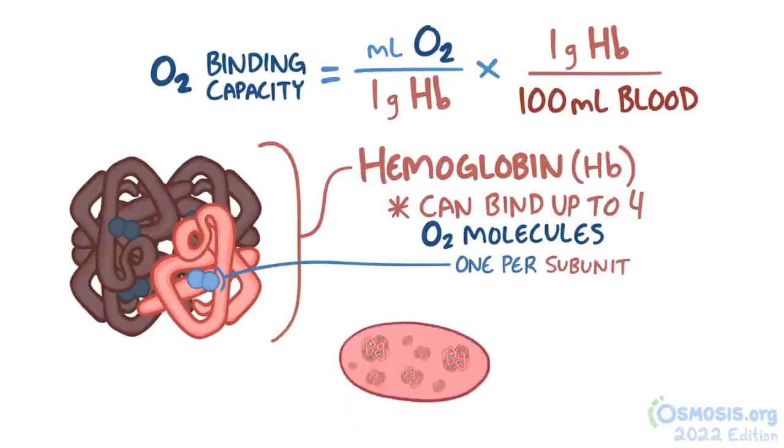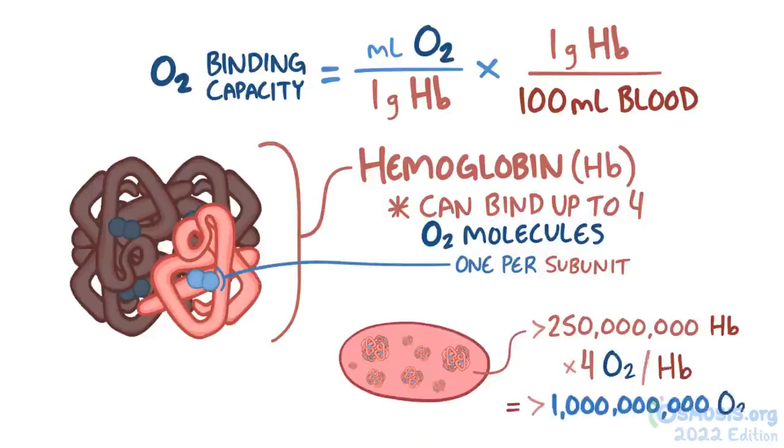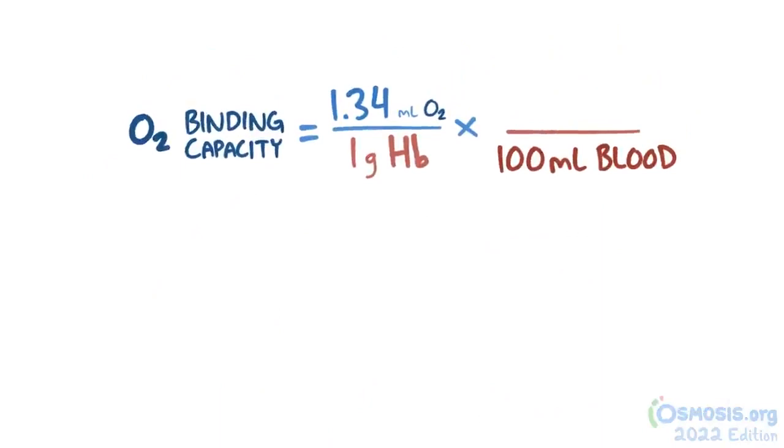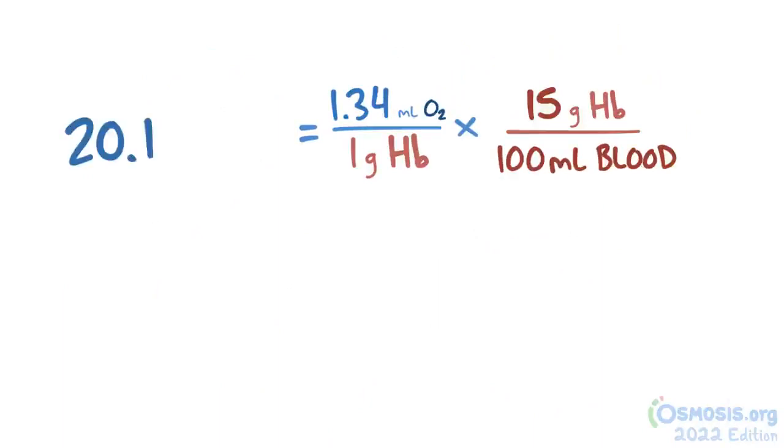Now, because each red blood cell carries a few 100 million hemoglobin proteins, that means that each red blood cell carries over 1 billion oxygen molecules. So that means that for each gram of hemoglobin, there's 1.34 milliliters of oxygen carried around. Now, normally the concentration of hemoglobin in the blood is 15 grams per 100 milliliters. So multiplying that out, we get 20.1 milliliters of oxygen per 100 milliliters of blood.